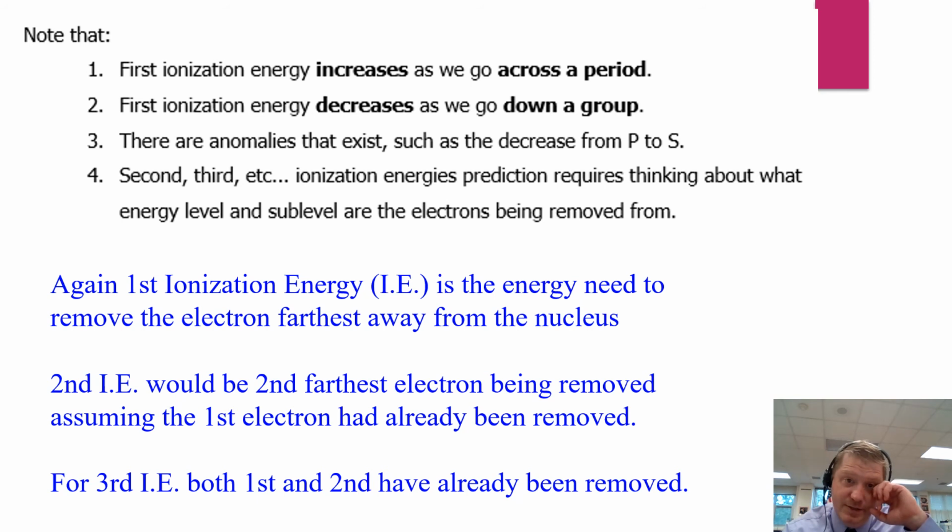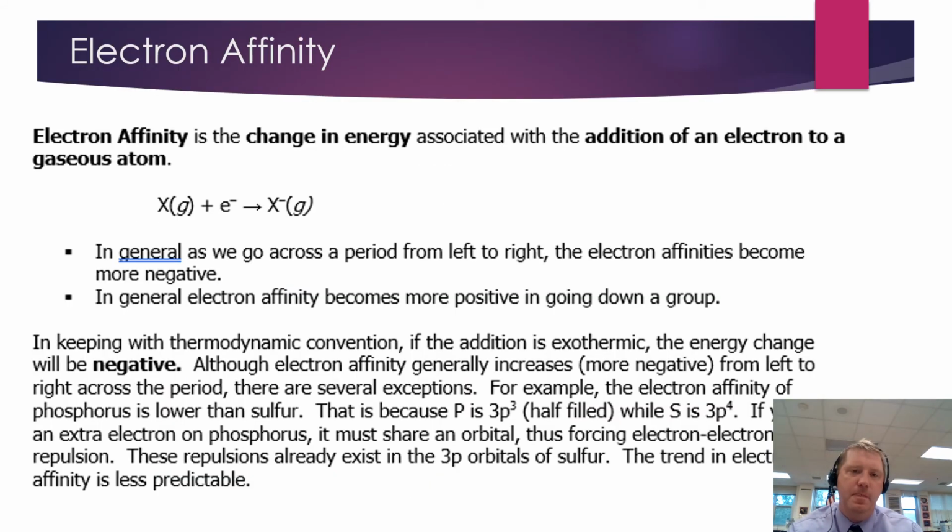So first ionization energy increases as you go across a period because there's a higher effective nuclear charge. First ionization energy decreases as you go down a group because there's an increase in shielding effect. Make sure you understand those terms very clearly.